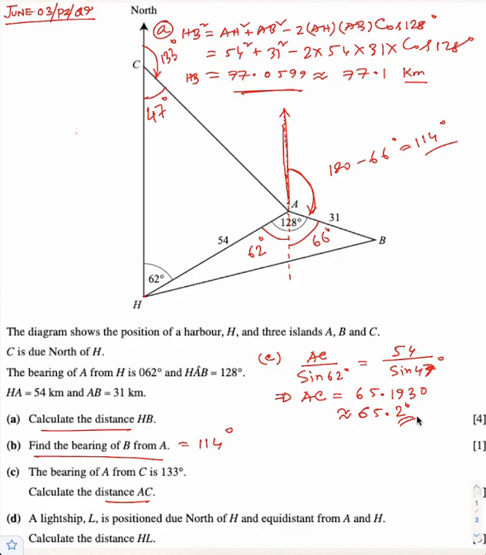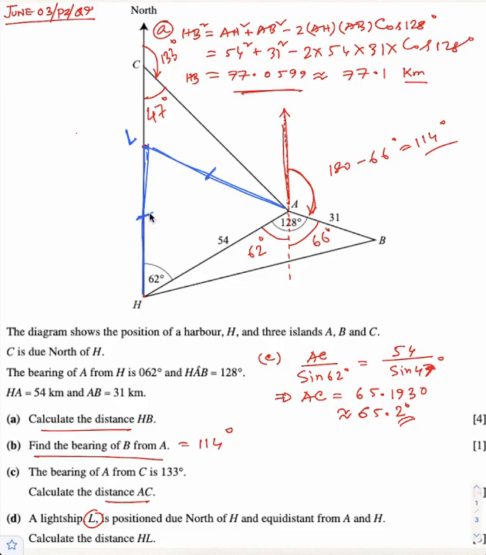That's the answer. Okay, now in part D they are saying a light ship L is positioned due north of H. That means L must be somewhere on that line, because this line is the north direction from H. So light ship L is positioned due north of H and equidistant from A and H. So L must be somewhere here on this line, such that L is equidistant from A and H. Suppose this is L, so this length and this length should be equal.